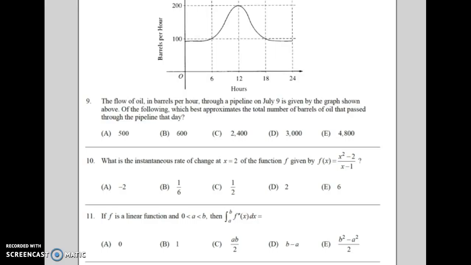Let's keep looking. Question on 9. Okay.